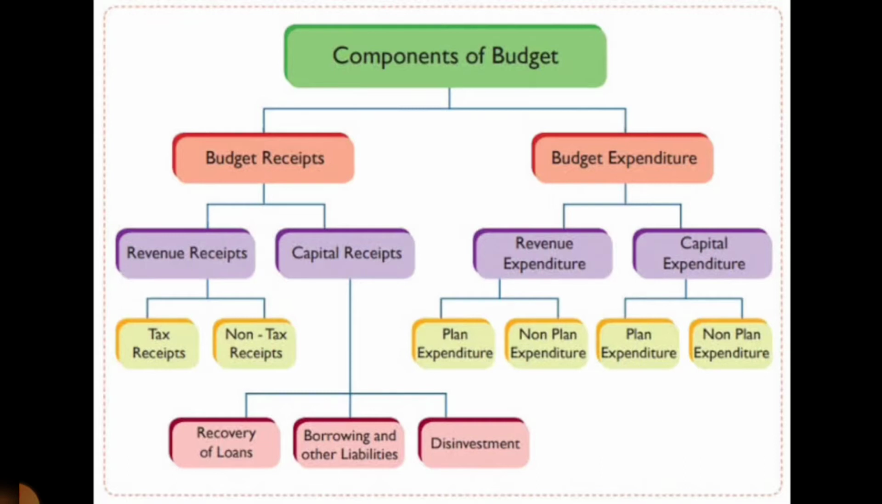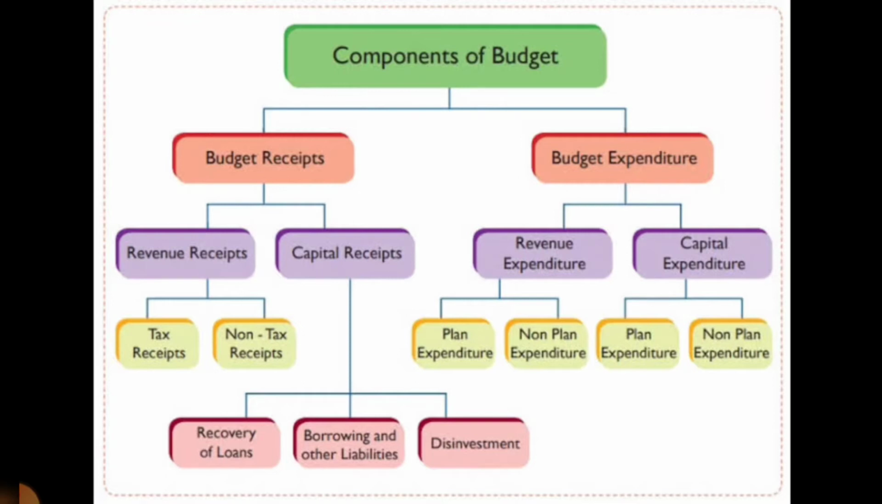In case of budget receipts, there are two kinds of receipts, that is revenue receipts and capital receipts. Revenue receipts are those kinds of receipts which we receive every day or after a particular interval of time. It is continuous. For example, if we are working somewhere and we get a particular salary after 1 month or 1 day, then revenue receipt is like that salary.